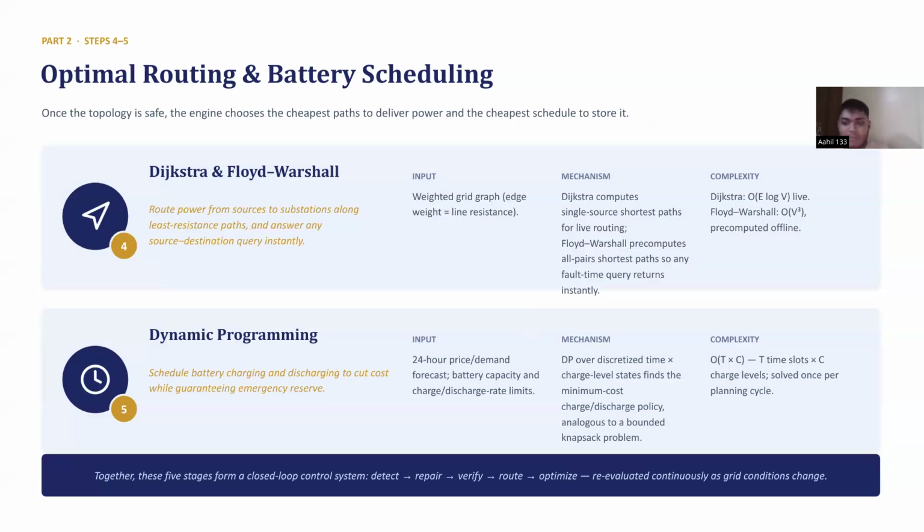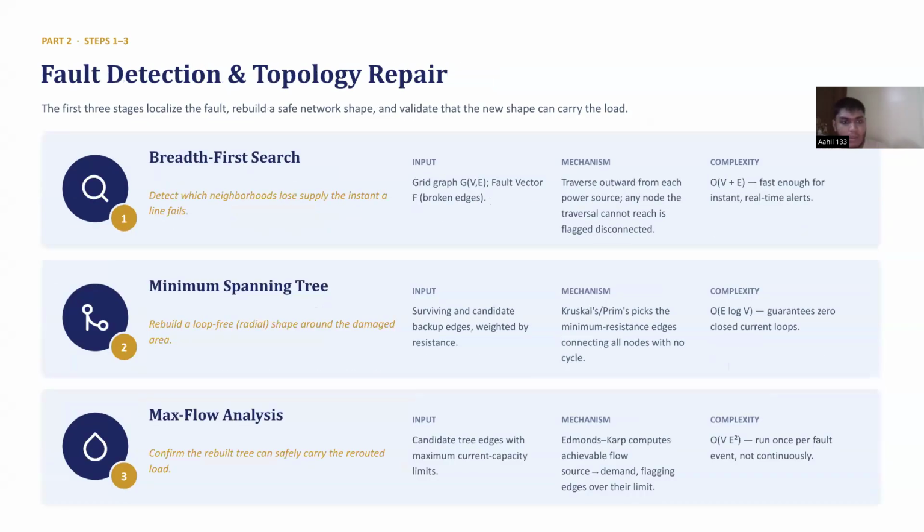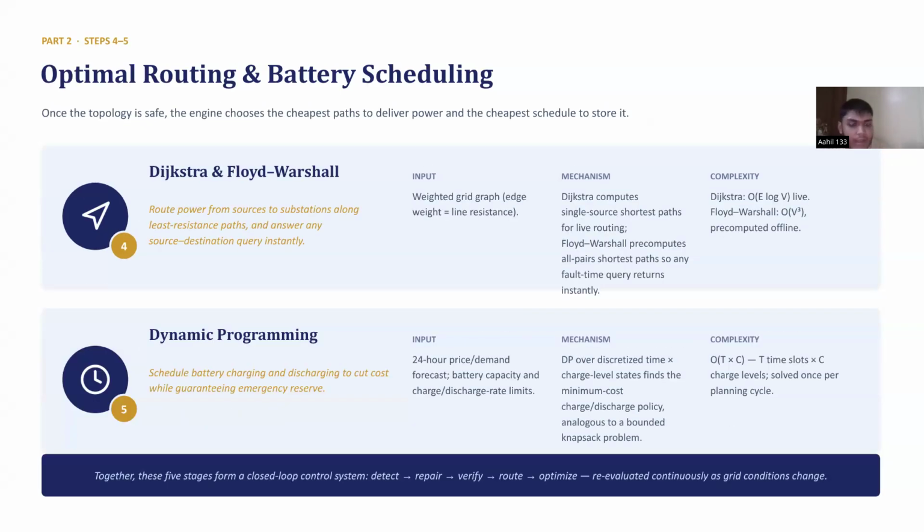So that was basically my presentation. I used a smart grid problem that required handling unpredictable supply, physical line failures, overload risk, and battery mismanagement, all in real time. The solution addresses this with the five-stage algorithm pipeline: BFS, minimum spanning tree, max flow, Dijkstra and Floyd-Warshall together, and dynamic programming. So this works together as an integrated engine to work on the problem.